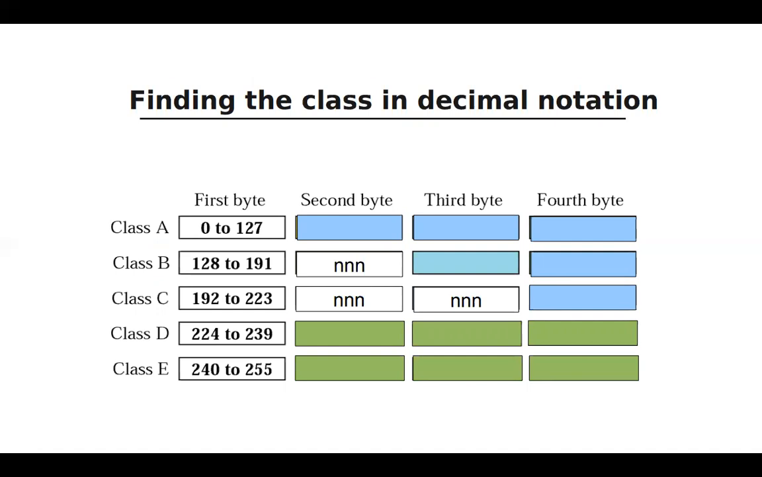Now, you can also find the class in decimal notation. How? You also need to look at the first byte. If the first byte value is between 0 to 127, then it is class A. But if the first byte is from 128 to 191, it is class B. If the first byte is 192 to 223, it is class C. If the first byte is 224 to 239, it is class D. And lastly, if the first byte is 240 to 255, it is class E.